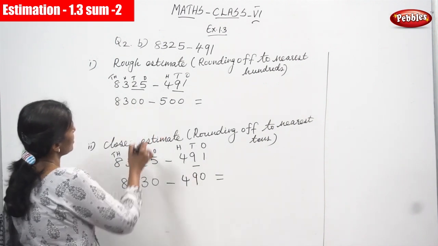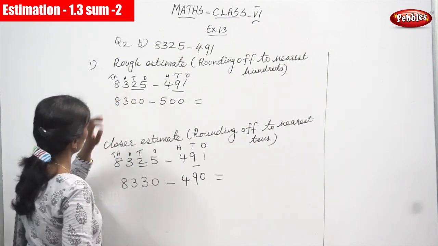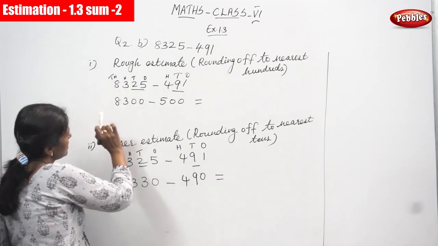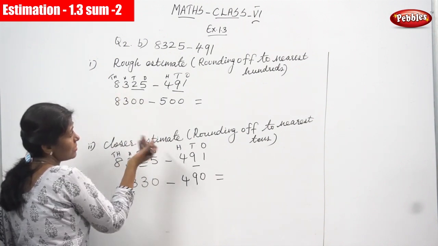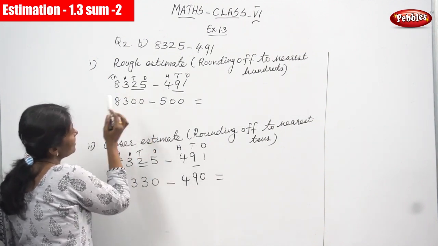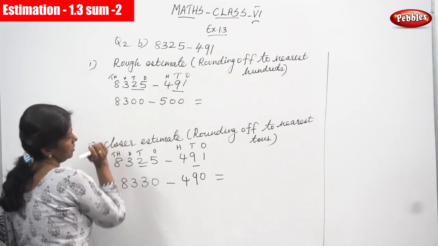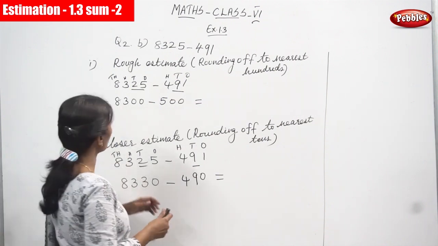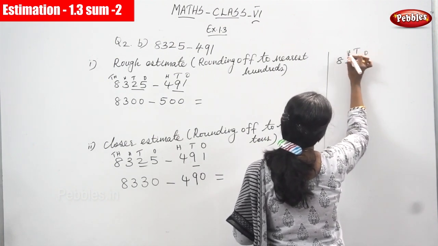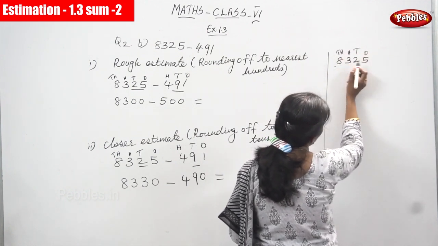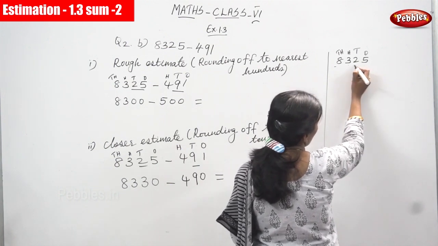In 8325 the last two digits are 25. For the nearest 100, you should not consider the thousands place. You have to consider the hundreds, tens and ones. So 8325 has ones, tens, hundreds and thousands. No need to consider the thousands place. You have to consider the hundreds, tens and ones. You must consider not only the hundreds place value but also the tens and ones, as I've told you already, because only the last two digits become 0.